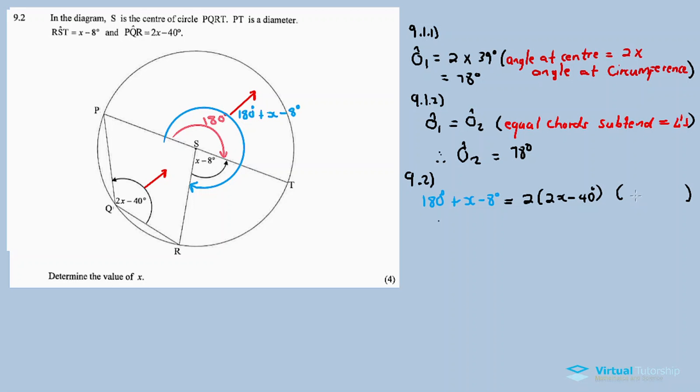So our reason: angle at center is equal to 2 times angle at circumference. Now, saying the equation again, this equation I can simplify by first removing a bracket. 2 times 2 is 4x, minus 2 times 40, that's 80 degrees, and then 180 degrees minus 8 degrees, that's 172 degrees, plus x, right?